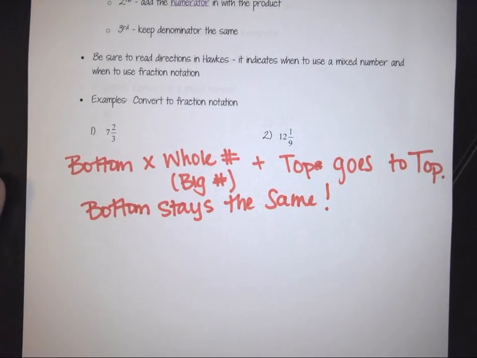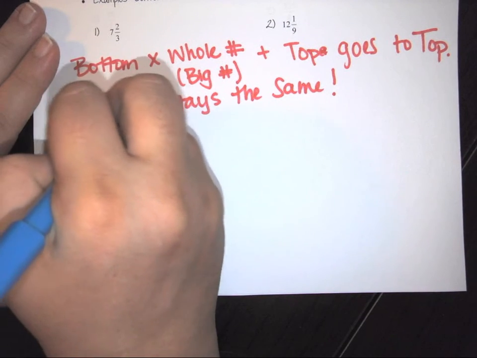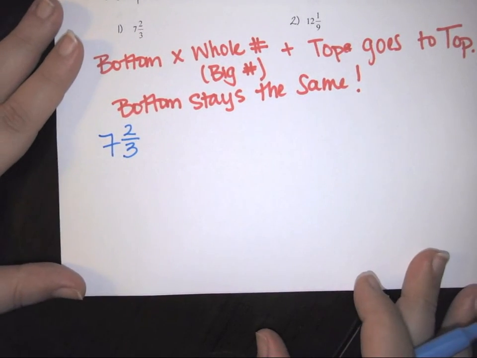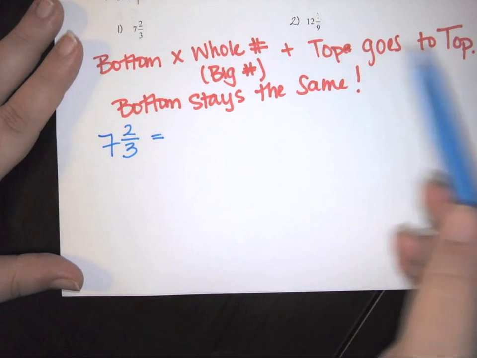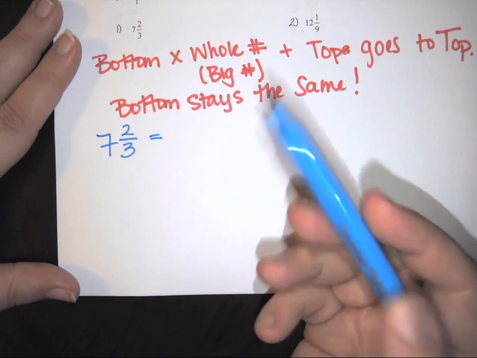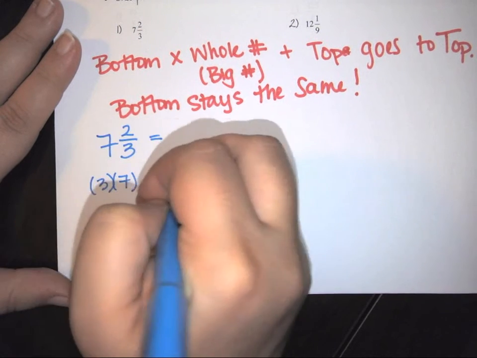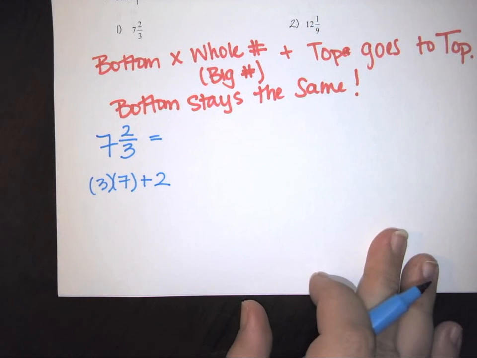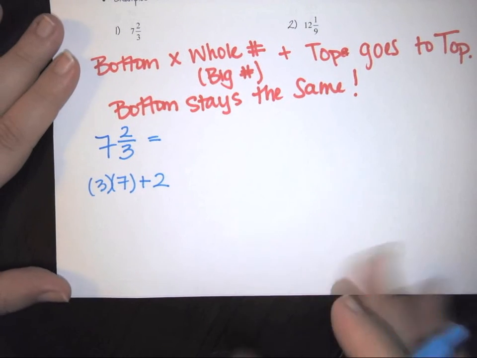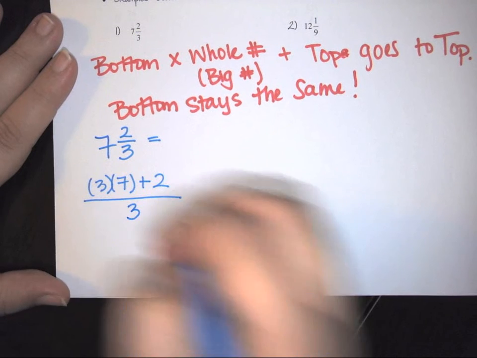So let's take a look. I have 7 2/3. Okay. So I have 7 2/3, and I want to convert that over to an improper fraction. Okay, so I want to know what that equals. So the way to find it is to follow your little saying. Bottom times the big number. So we've got 3 times 7 plus the top of 2 goes to the top, and then the bottom stays the same, which is 3.